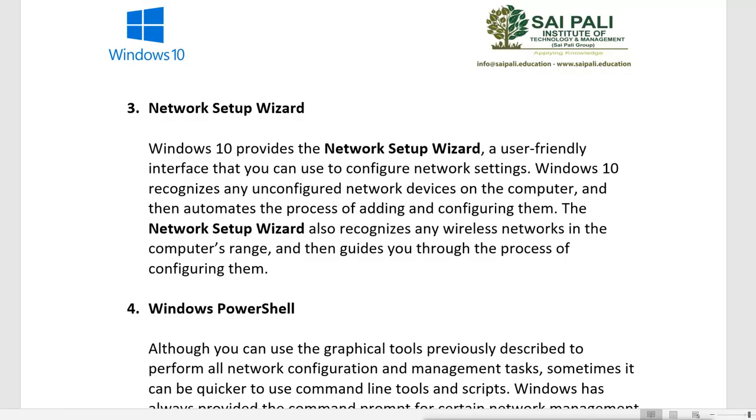Then we can go for the network setup wizard also to configure the IP address. Windows 10 provides the network setup wizard, a user friendly interface that you can use to configure network settings. Windows 10 recognizes any unconfigured network devices on the computer, and then automates the process of adding and configuring them. The network setup wizard also recognizes any wireless network in the computer range, and then guides you through the process of configuring them. So when it detects the interface, it will automatically configure it for you, and it will give you the interface wizard also.